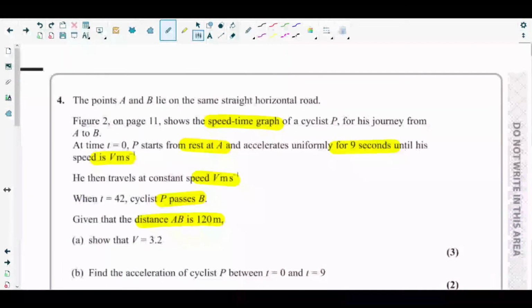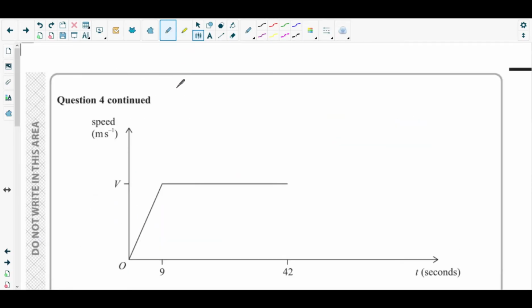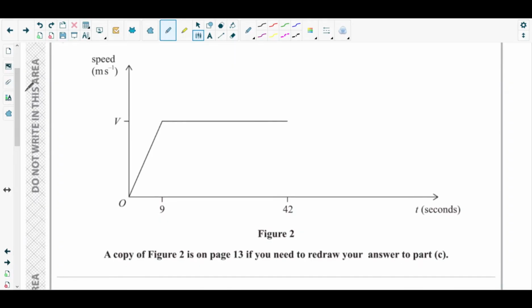Part A asks us to show that the value for v, the constant speed reached by the cyclist, is 3.2. So let's have a look at the speed time graph. That will help you understand the scenario of the question better.